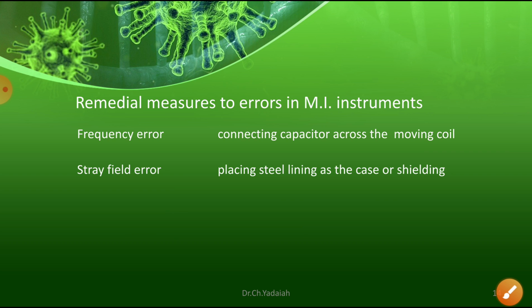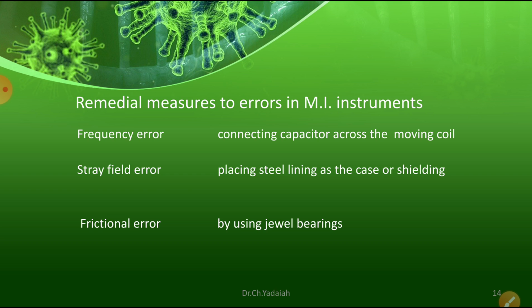Now, what is another one? Another one is the frictional error. Here also there is a spindle, a pivot, and jewel bearings. By using jewel bearings, we are going to reduce the frictional errors. And another one is aging.